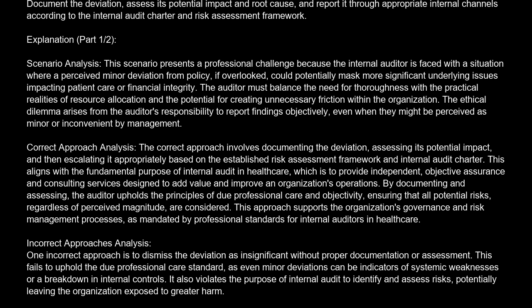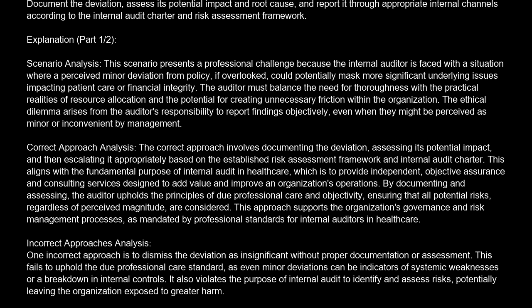Correct approach analysis. The correct approach involves documenting the deviation, assessing its potential impact, and then escalating it appropriately based on the established risk assessment framework and internal audit charter. This aligns with the fundamental purpose of internal audit in healthcare, which is to provide independent, objective assurance and consulting services designed to add value and improve an organization's operations.